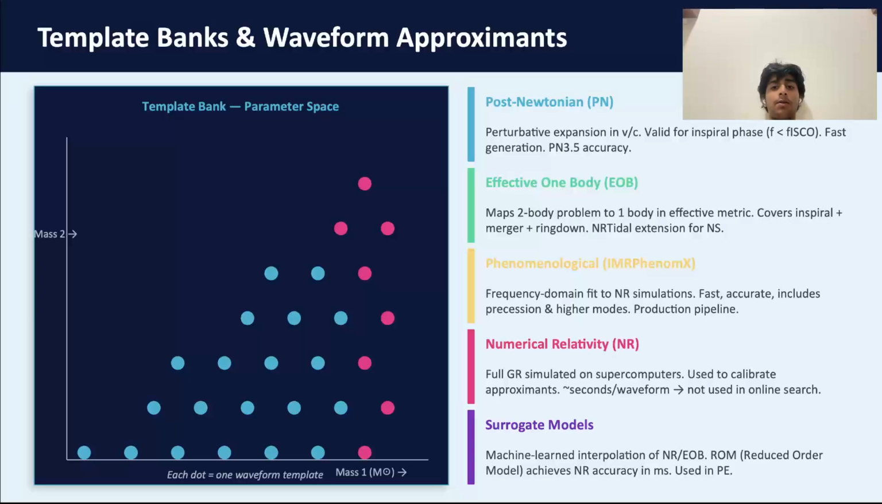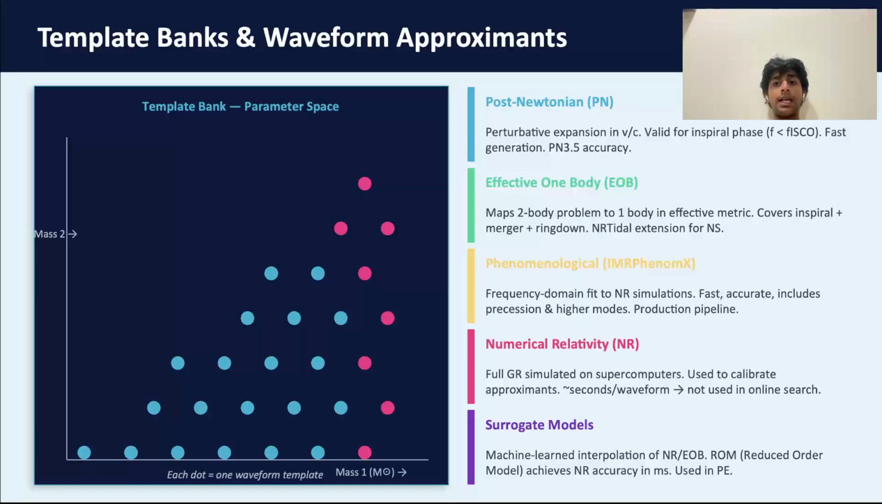Then comes the IMR Phenom X, which is a frequency domain fit to NR, fast and complete. Next is the numerical relativity. They directly solve Einstein's equations, which is the gold standard and takes weeks per waveform. Next is the surrogate models, which are neural networks trained on NR, which generate templates in microseconds.